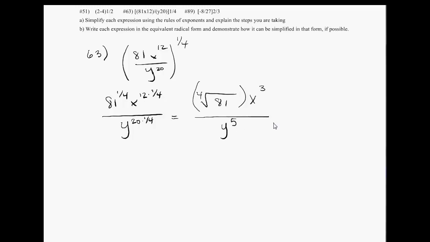Okay. So in this case, we're going to pull perfect fourth roots out from under this radical, right? So in this case, we're going to remove the 3 because it's the perfect fourth root. Okay, so this becomes 3x to the third over y to the 5th. Okay, so we have one more problem to work through, number 89. And this problem is minus 8 over 27, all raised to the 2/3 power.